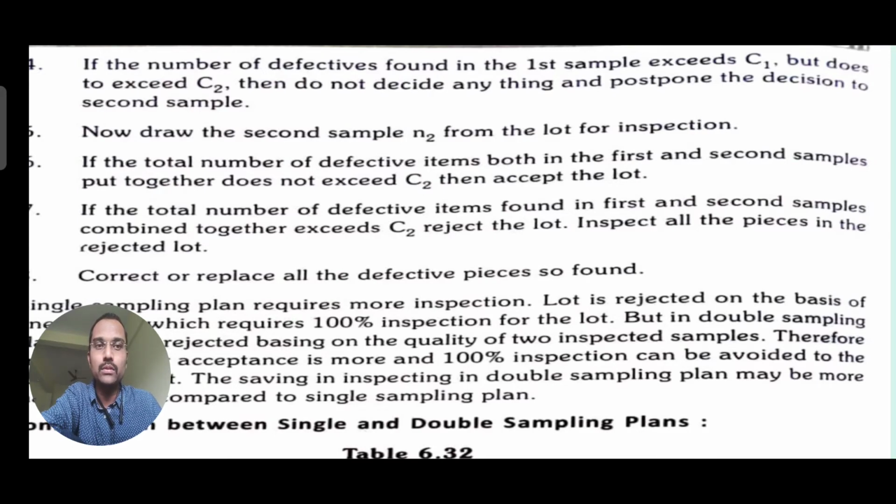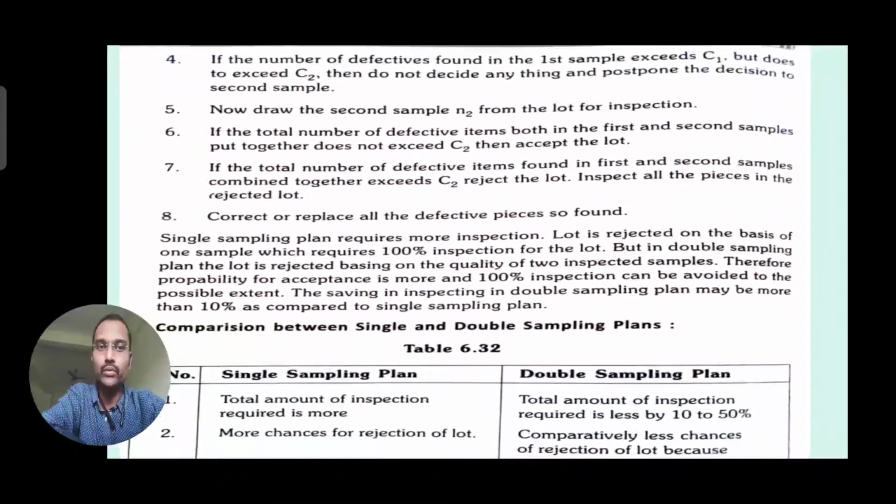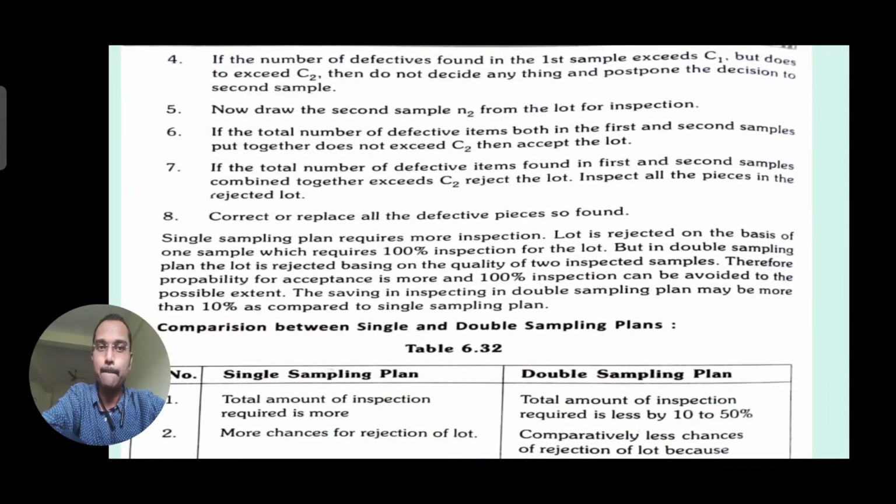So what is the procedure? You have to inspect the total lot again. Now the defective items should be replaced with new items which are not defective, so you can go for the 100% inspection.